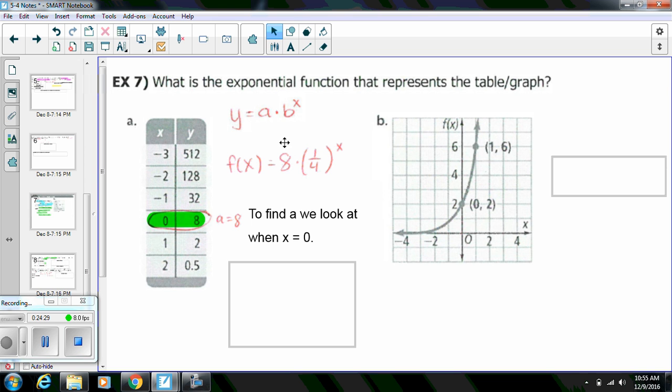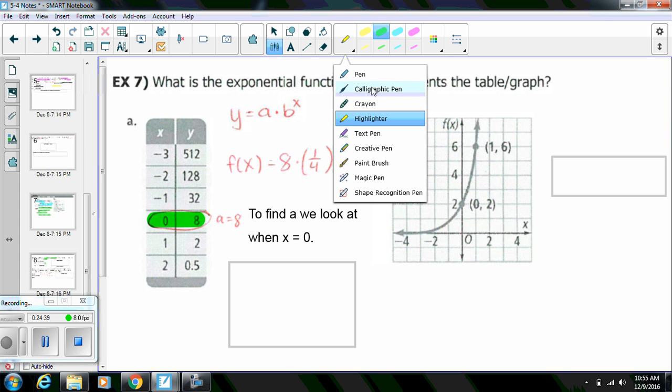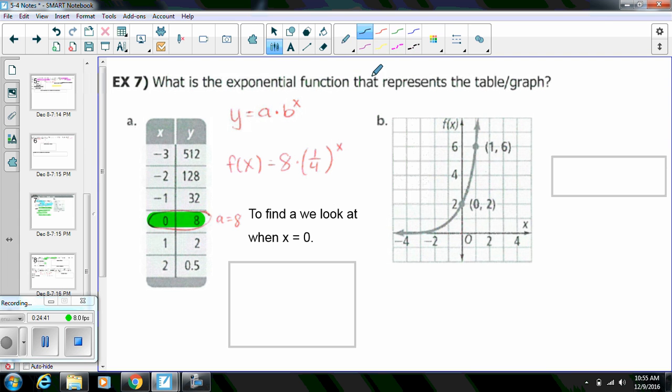All right, how do I find my B? How do I find what I'm changing by? Well, this comes back to what we were talking about yesterday when we were finding out if an equation was exponential or linear. What are we changing by every time? What am I multiplying by here? I have to have some type of constant multiplier. In this case, my constant multiplier is 1/4. So that's the rate at which I am changing. My constant multiplier is my b value.